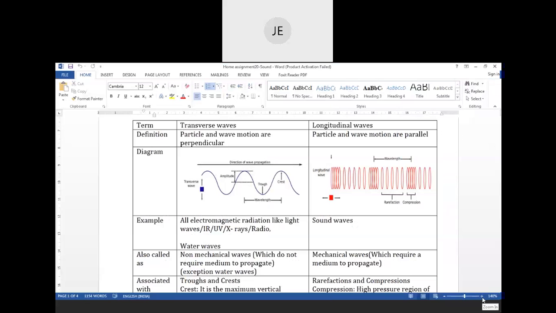Transverse waves and longitudinal waves. Transverse waves mean particle motion and wave motion are perpendicular. What do you mean by particle? What do you mean by wave? There are two different kinds of waves: one is transverse waves and the other is longitudinal waves. The transverse wave definition is that particle motion and wave motion are both perpendicular. You can see in the diagram.